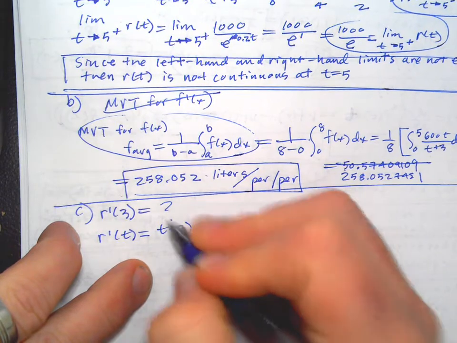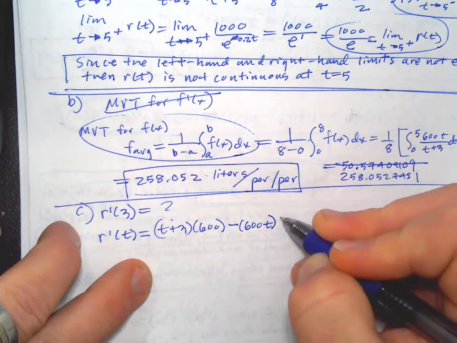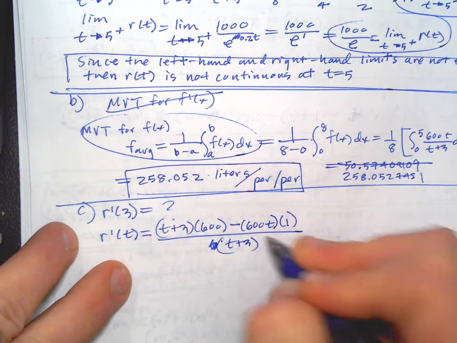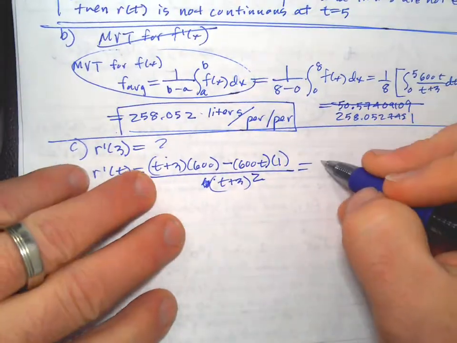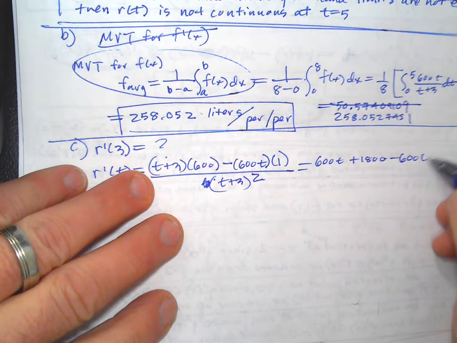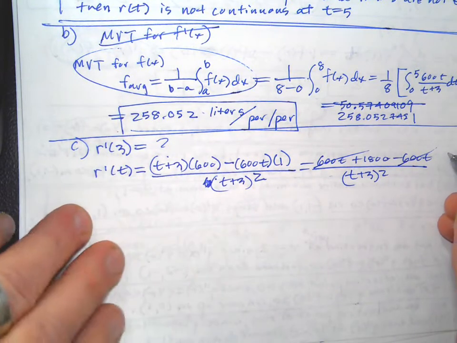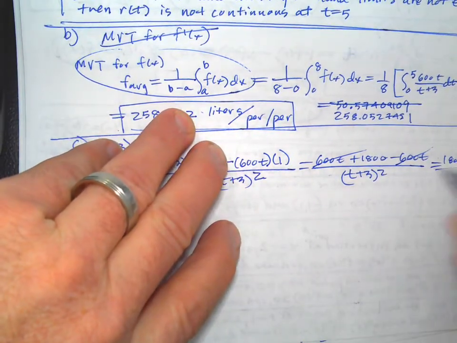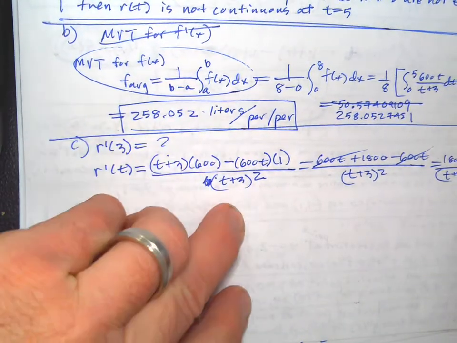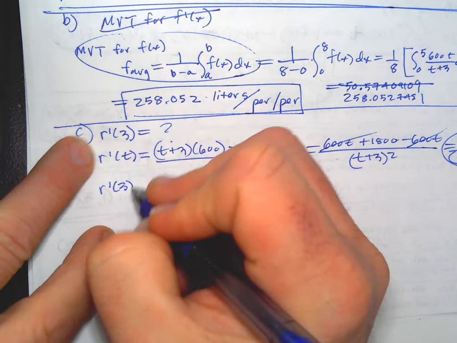Low d high minus high d low all over low squared. Okay, so that's going to be 600t plus 1800 minus 600t over, I'm going to leave the bottom factored. So those guys cancel each other out. And we get 1800 over t plus 3 squared is our r prime t. Okay? And then we're going to plug 3 into that.